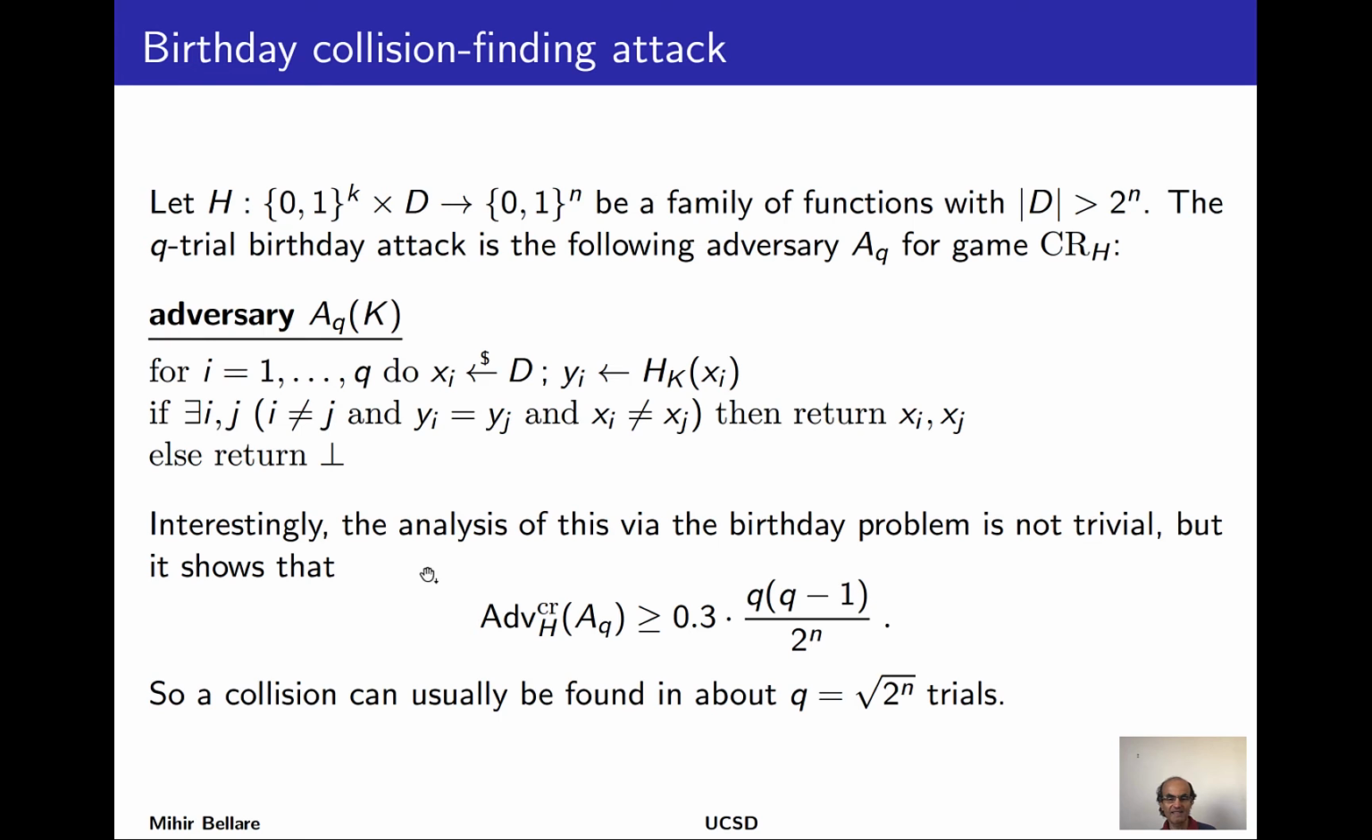The birthday analysis is usually understood as telling us that the collision resistance advantage of this adversary is the collision probability for throwing q balls into 2^n bins, which by estimates we've made should be roughly 0.3 q(q-1)/2^n. This is what's understood in the literature and in practice. The takeaway is that once the number of trials hits about the square root of 2^n, which is 2^(n/2), you can find collisions. And that tells us that the output length is a very important determinant of how much security you have.